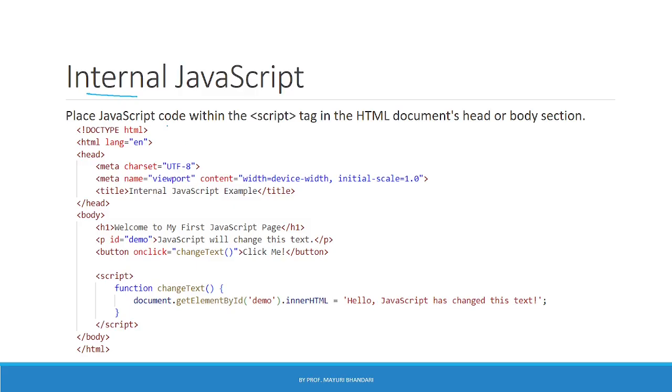Next way to include JavaScript in HTML is internal JavaScript. So in internal JavaScript, we place our JavaScript code within script tag in HTML document's head or body section. Here we have only one HTML document, but inside body you can see the script tag, and inside script tag we have written our JavaScript code. So it is little bit separated than inline, but it is in HTML page only.